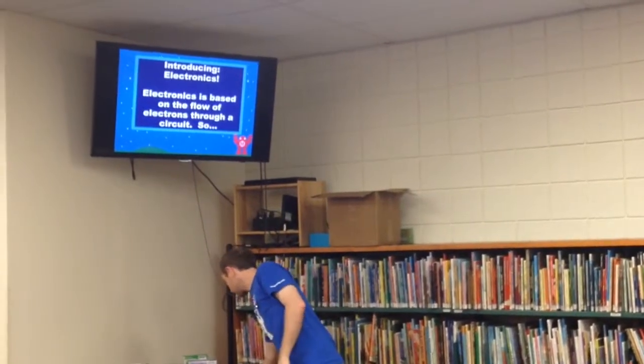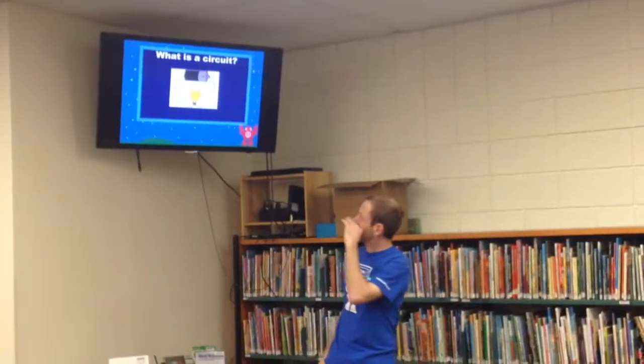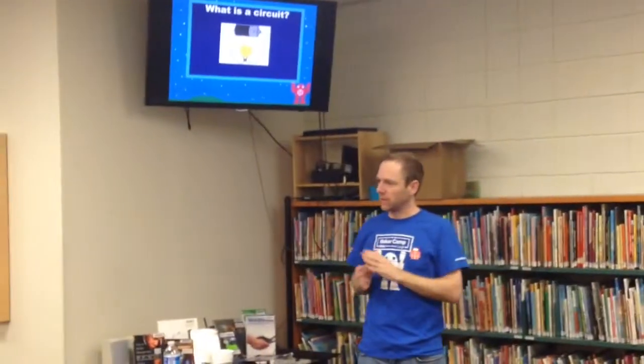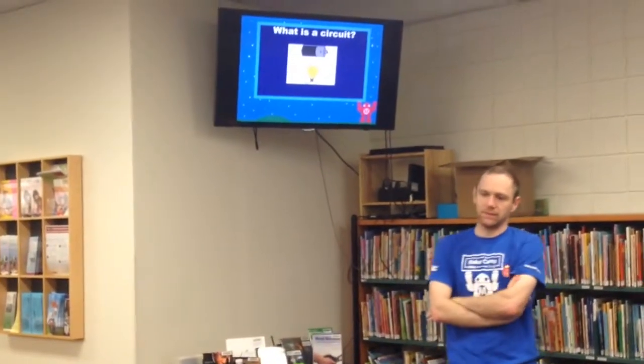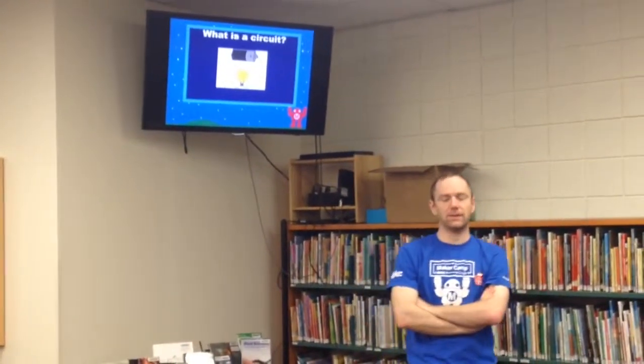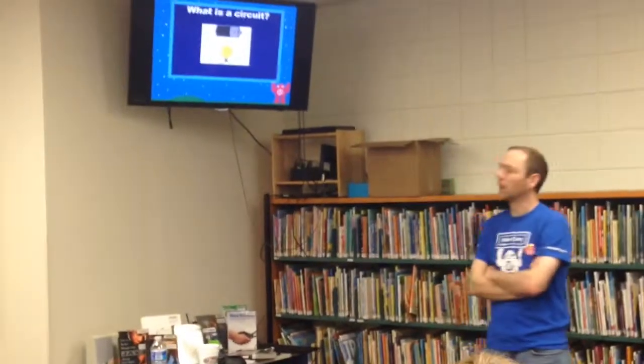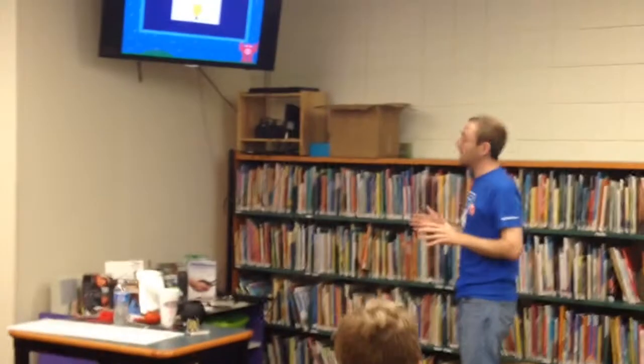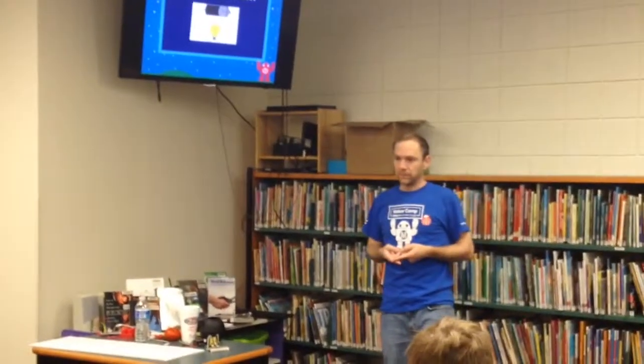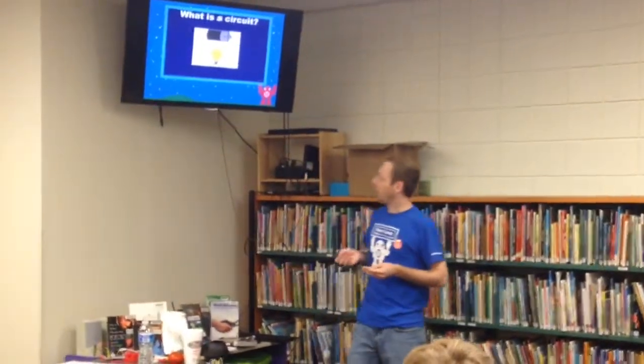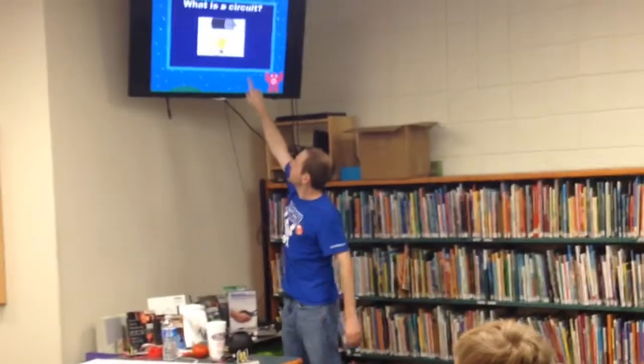So that begs the question, what is a circuit? What shape word does circuit sound like? Circuit. That's right. Yeah, so a circuit sounds like a circle. Basically what an electrical circuit is, is a loop. It's a loop of conductive material, and the electrons flow through this loop, just like you see in this picture.